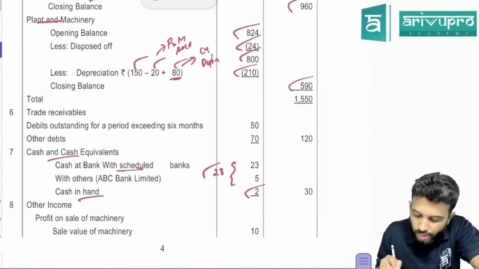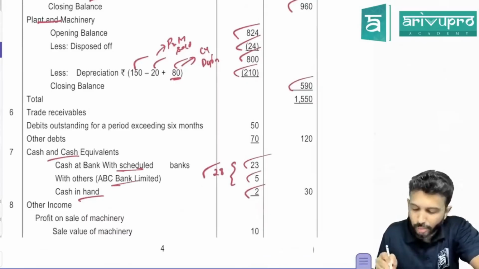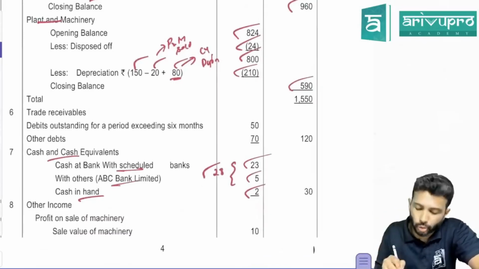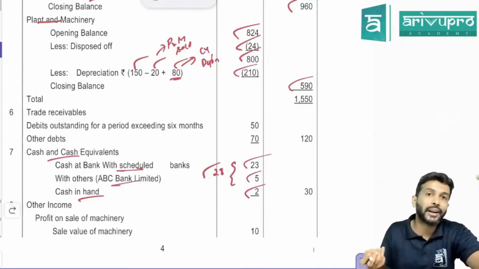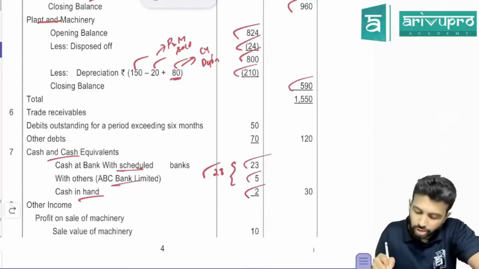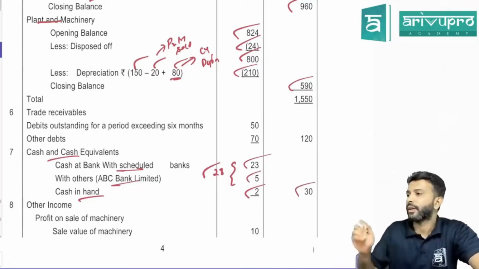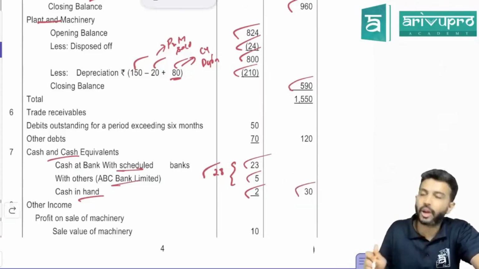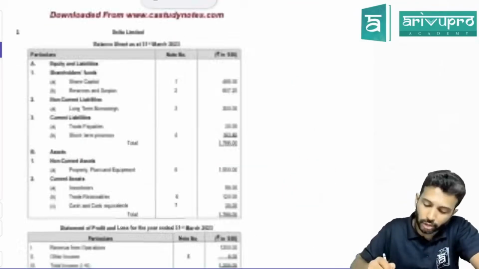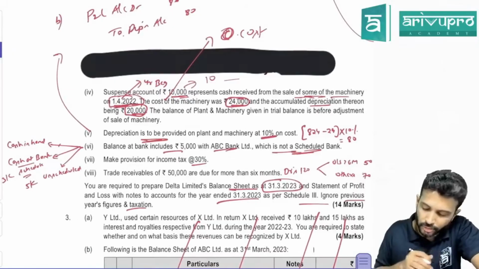Yeah, cash with scheduled bank 23, cash with unscheduled bank or other bank 5,000. So total bank balance is 28, which we identified and already ticked also. Yes, sir. So what is the total cash and cash equivalent, considering all the things? 30,000. Okay. Next working note. What is the next working note?